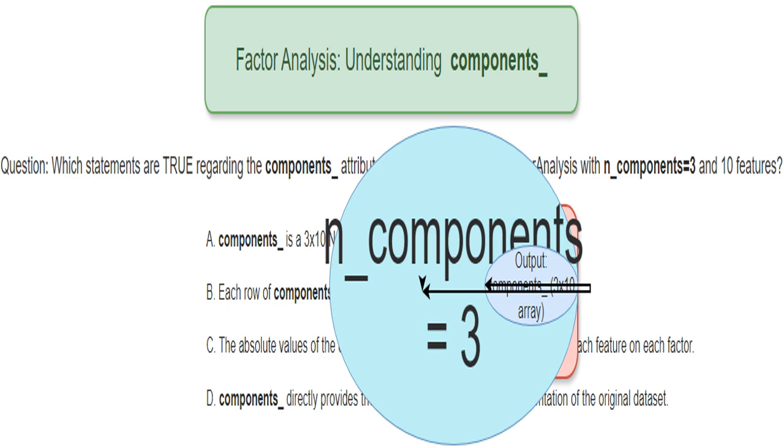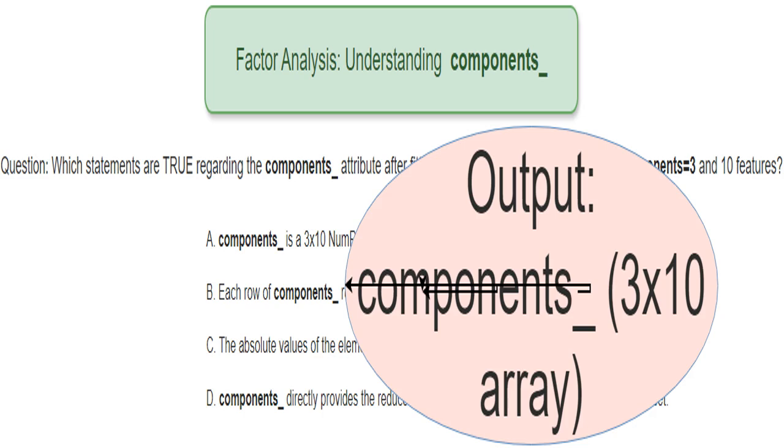Components equals 3 tells the algorithm how many factors to create, in this case, 3. The output, components, will be a 3x10 array. Each row represents one of the 3 new factors we've created, and each column represents one of the original 10 features. The numbers in the array show the strength of the relationship between each factor and each feature.